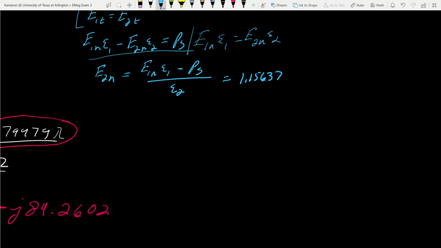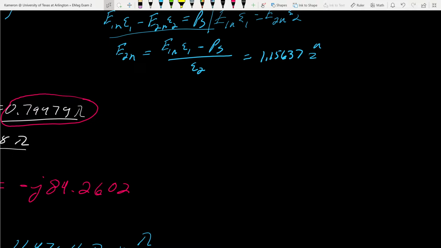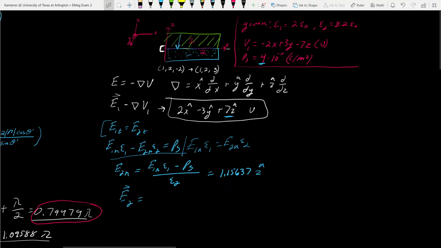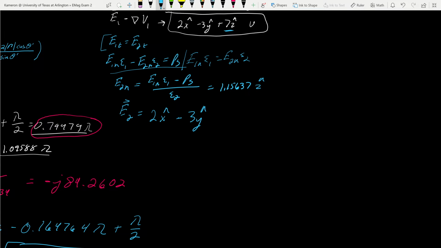And since it's the normal component, it's a Z hat. Plugging all that in, and we have the E2: X minus 3 y hat plus 1.15637 z hat, and that is our E field in substrate 2.